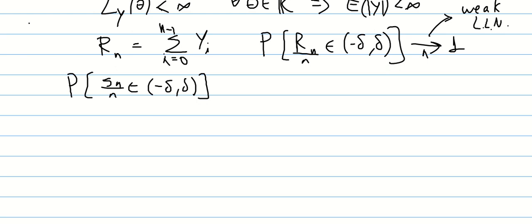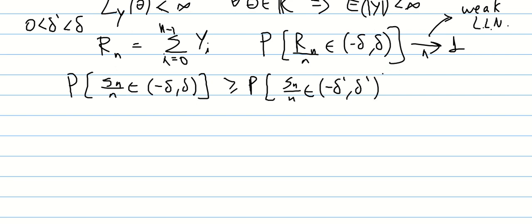Okay, so let's fix delta prime smaller than delta, bigger than 0. And this, of course, we can replace by delta prime. There is nothing here. If it's inside minus delta prime delta prime, it's also inside minus delta delta. So we didn't do anything here. Now let's write this in the integral form. I know probabilists don't like the integral form, but sometimes it's useful to visualize things.